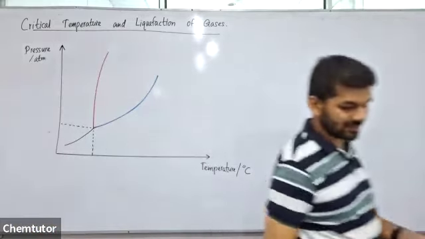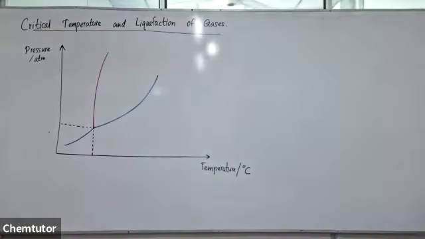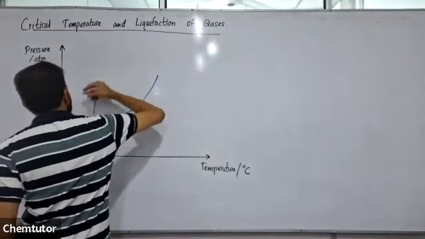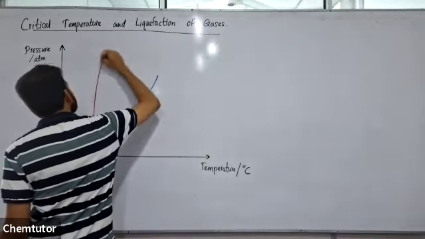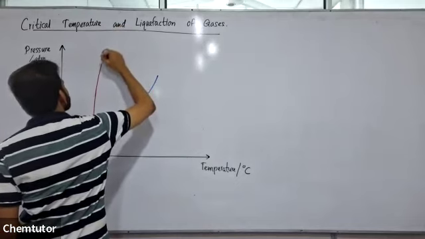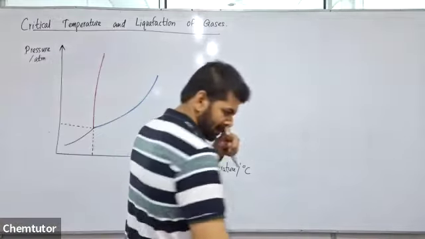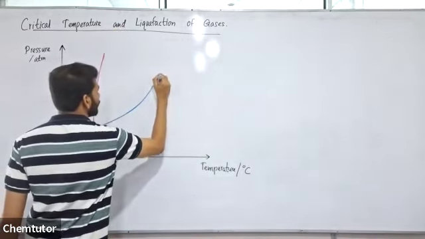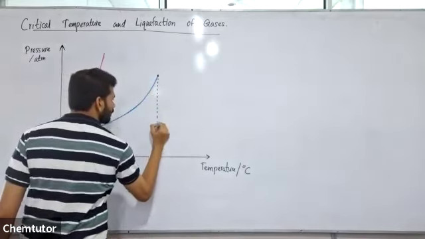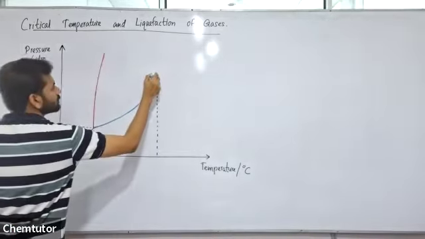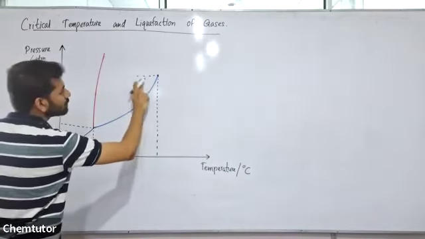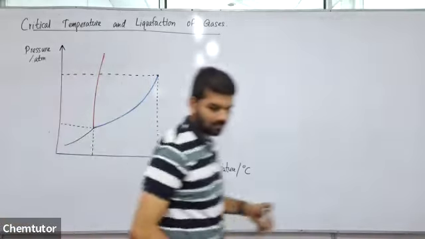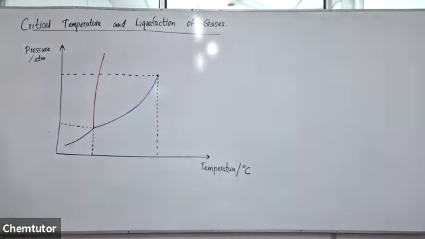Right. So the diagram is like this. It is somewhat closer to a straight line. Give me a second. Draw this one.